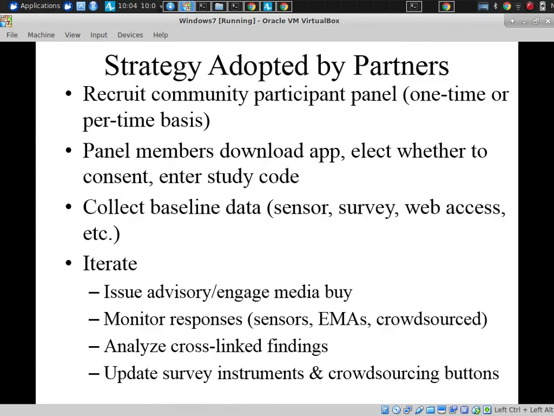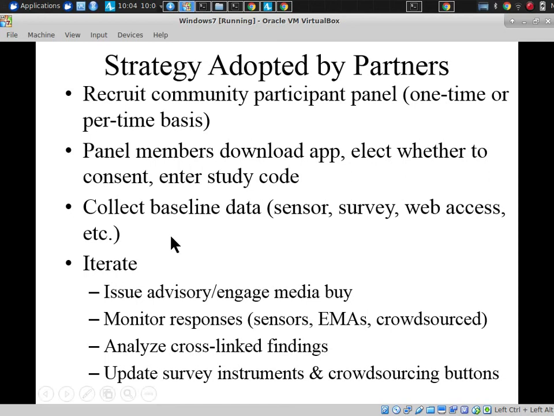So our partners at the provincial level in multiple provinces now have sought to make use of a strategy that I briefly summarize here as it would be applied to the risk communication context. Basically, you recruit a sentinel panel of community participants. The panel members go through an informed consent process. They download the app and decide whether or not to opt in. If they opt in, they enter a code which indicates the particular study or type of data collection initiative that they're part of.